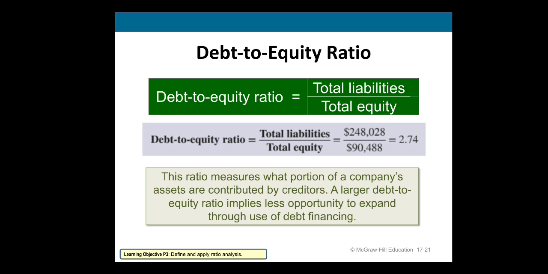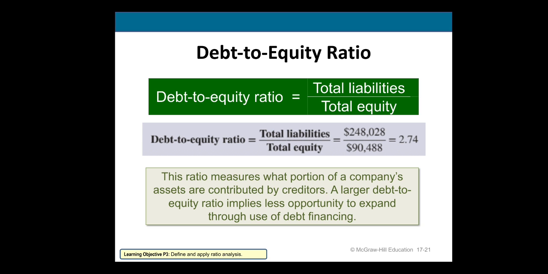And then there is another ratio related to solvency, which is the debt to equity ratio. The formula to calculate the debt to equity ratio is total liabilities divided by total equity. If we use the sample income statement and balance sheet that I have given in the slide, the calculation is 248,028 divided by 90,488, equal to, for this business, 2.74.